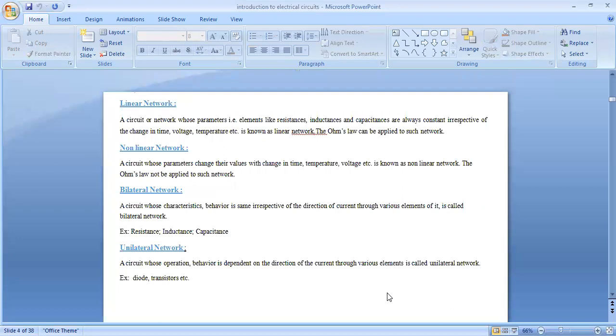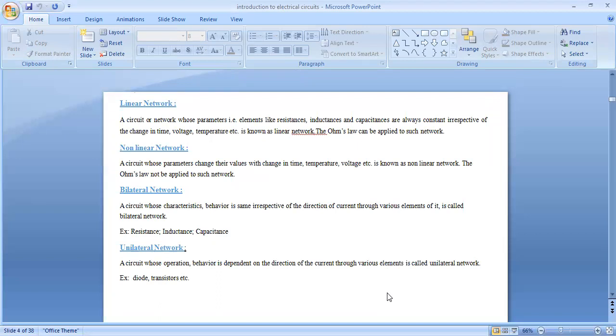Next, linear and non-linear network. A linear network is a network whose parameters, like a resistor, inductor, and capacitor, are always constant irrespective of change in time, voltage, and temperature. It is known as a linear network. It means the behavior of the resistor, inductor, and capacitor is not changing with respect to the change in voltage, temperature, and time. Then that network is called a linear network.